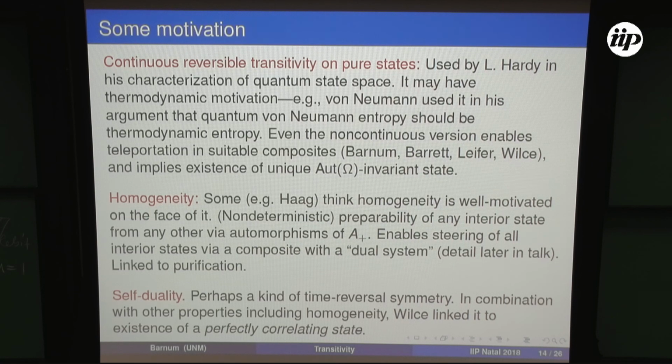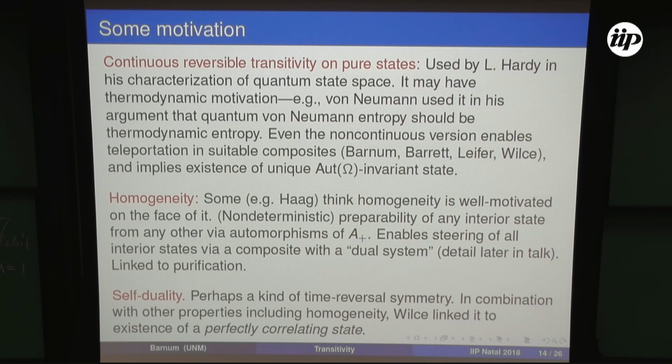And so he made the argument that because you could get between them by this reversible transformation, we should think of them as thermodynamically equivalent, which seems reasonable. All right. Now, another nice thing about this property is that even the non-continuous version of it, so I just say the automorphism group acts transitively on the pure states, whether it has to be a continuous group or not.